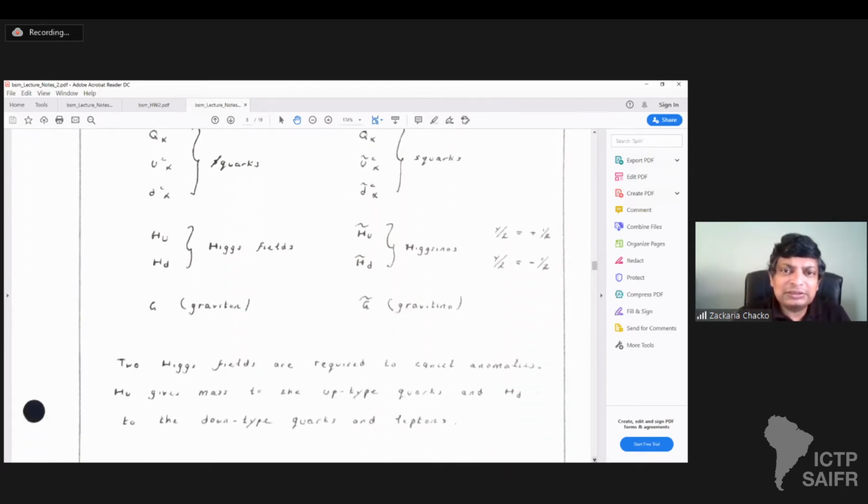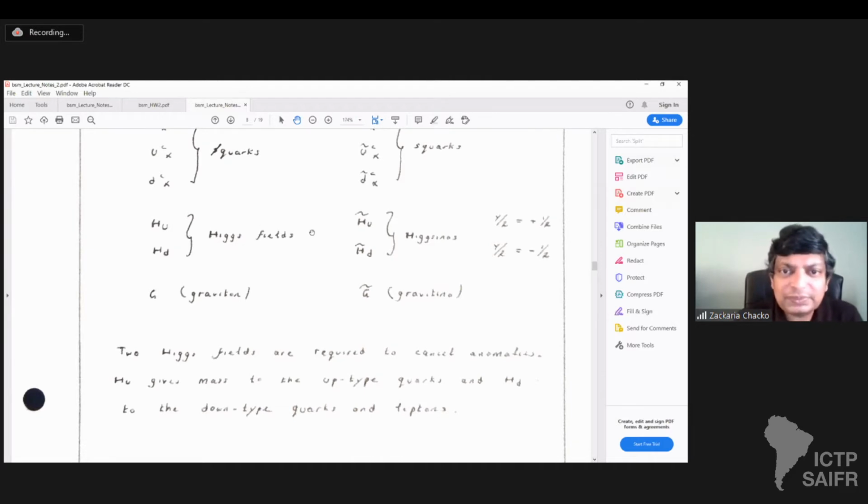And something interesting happens with the Higgs. Naively, you would think, well, I have one Higgs in the standard model, so I need one Higgsino. But remember, the Higgsino is a fermion, and you have to think about anomaly cancellation because the Higgs has a hypercharge, and the Higgsino will have a hypercharge. And if you just have one Higgsino, the anomalies are not going to cancel. So the theory is not going to be consistent at the quantum level.